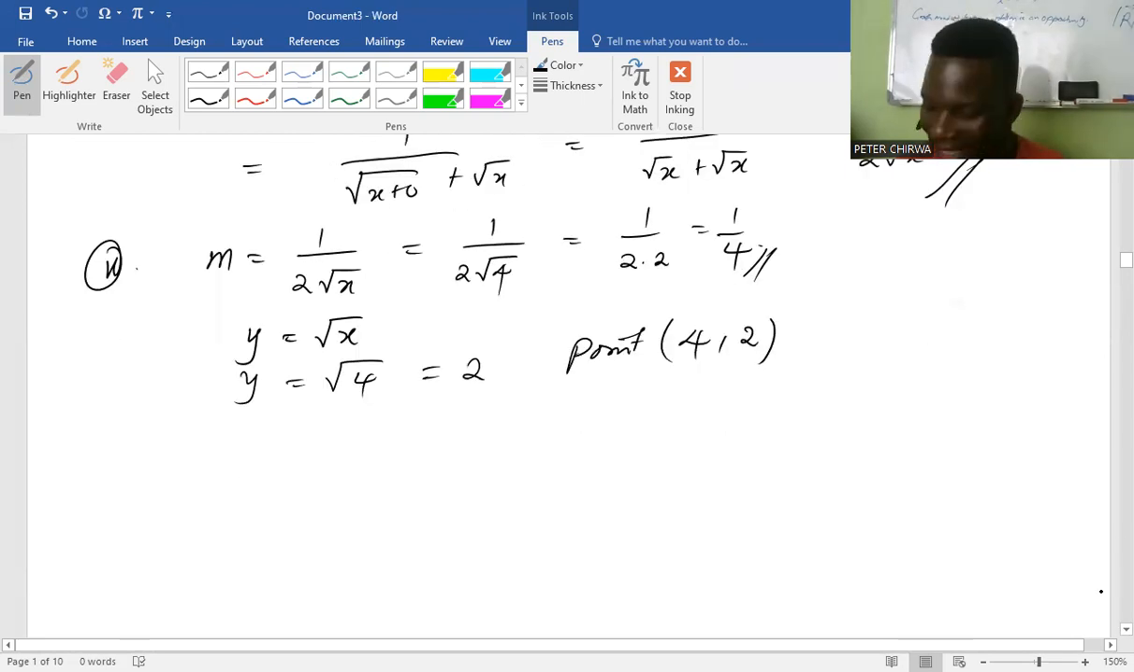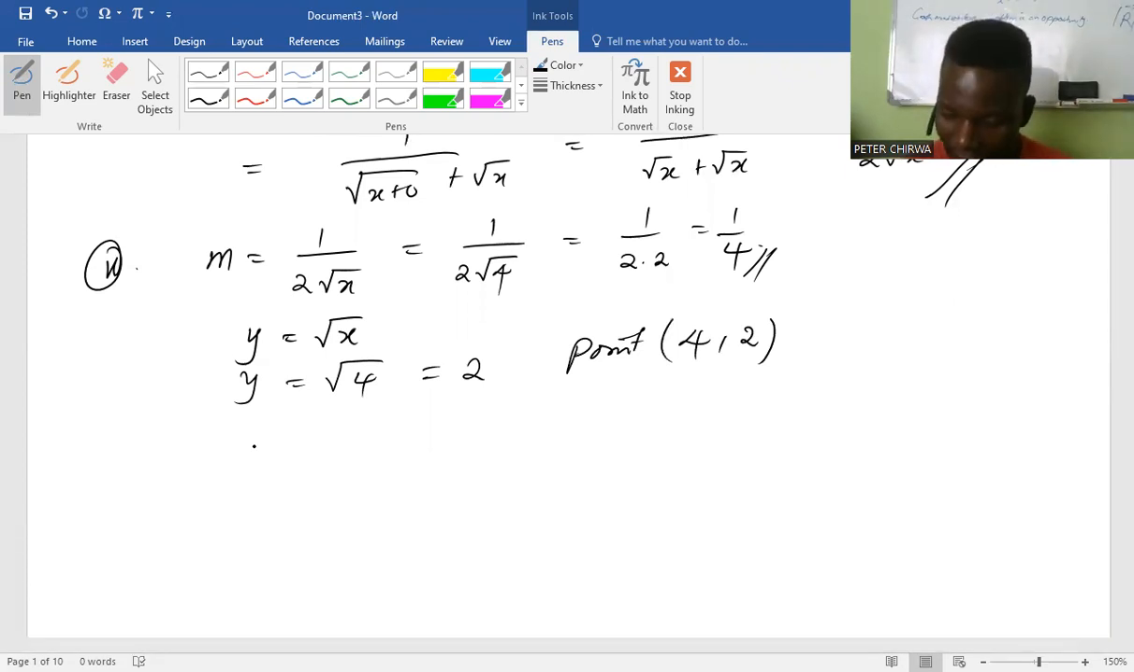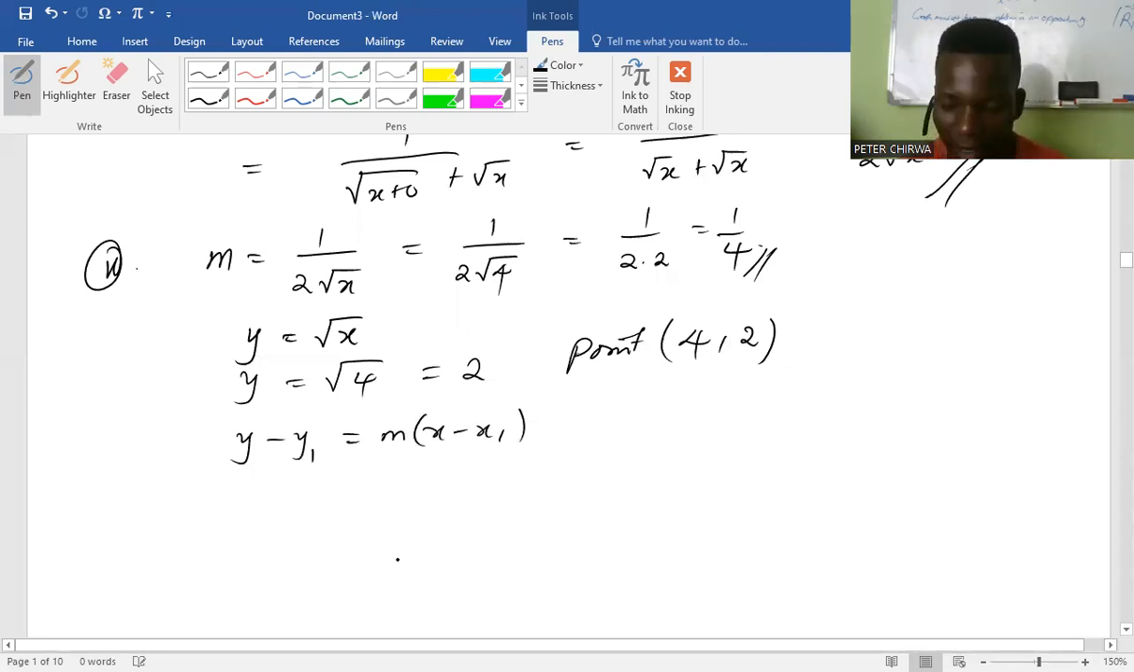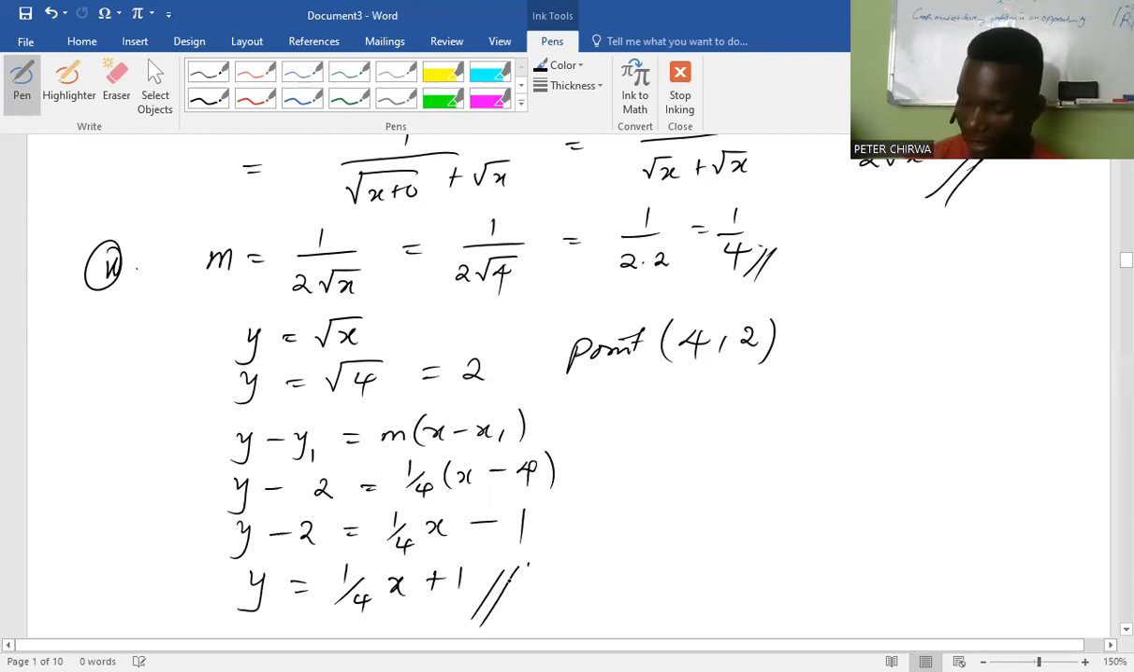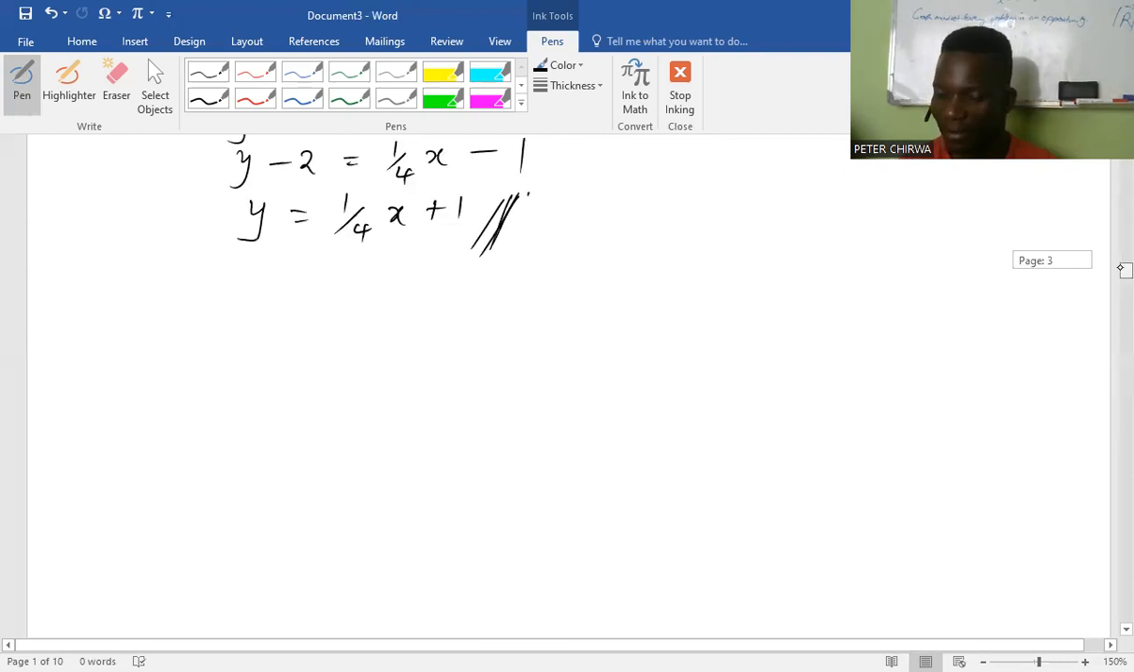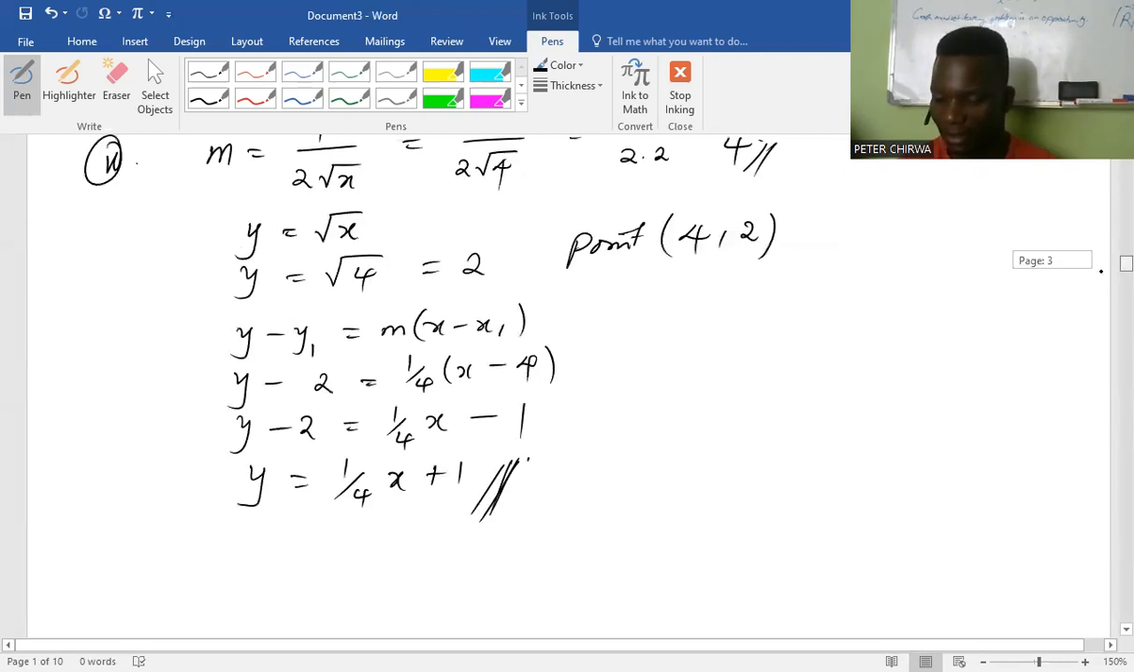So it's more like you're dealing with coordinate geometry. So now how do we get the equation of the line? In this case, we have y minus y1 equals m times x minus x1, like that. So the gradient is 1 over 4. Multiplying, we're going to have y equals 1 over 4 x, and then we take the negative to the other side, it will be positive, so we're going to have plus 1. So this is actually the tangent line. So that is how you get to solve that one.